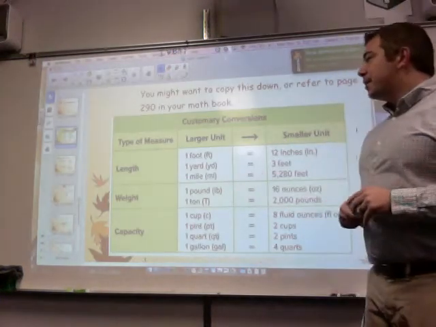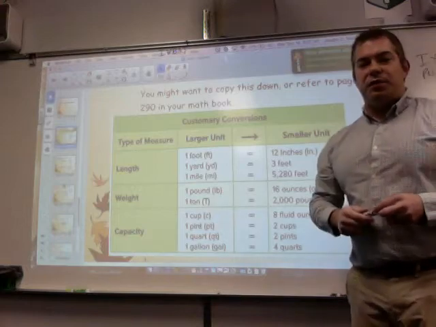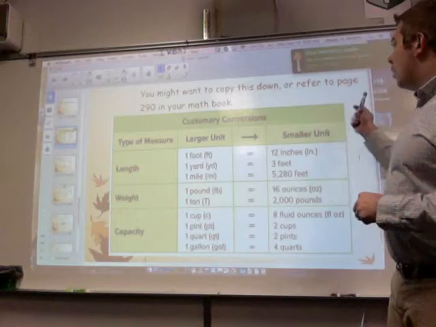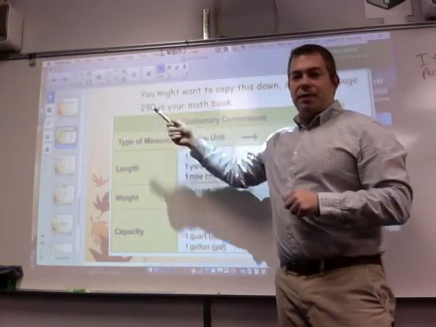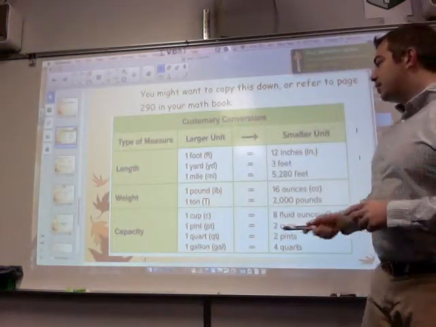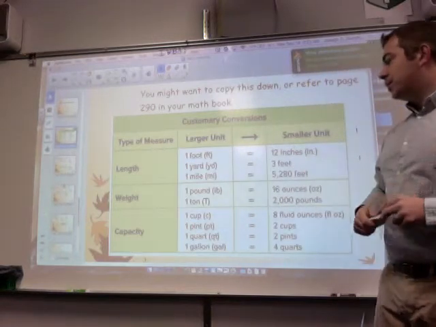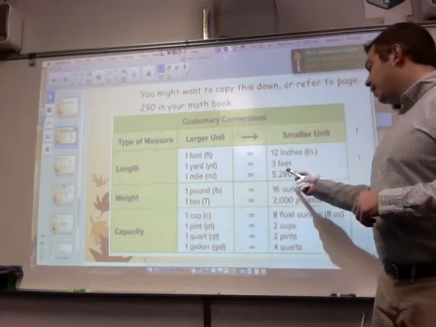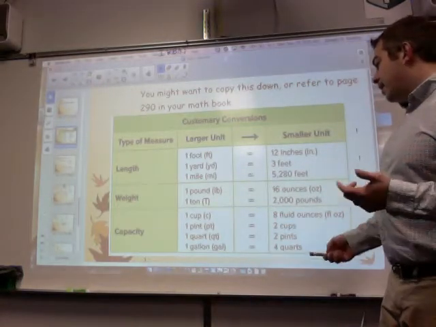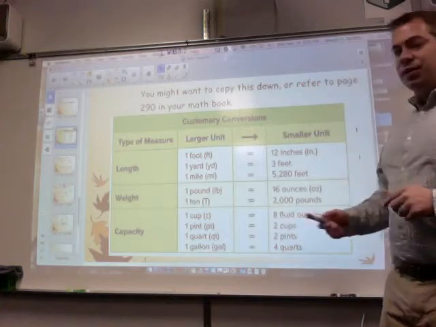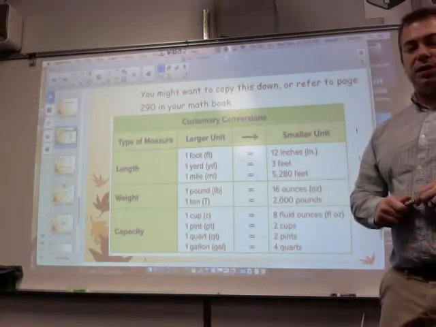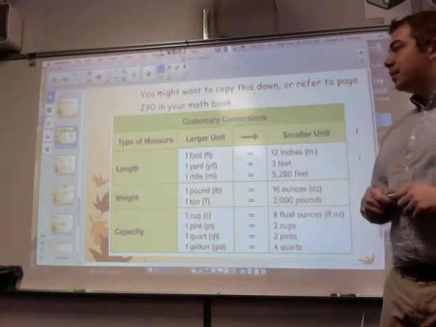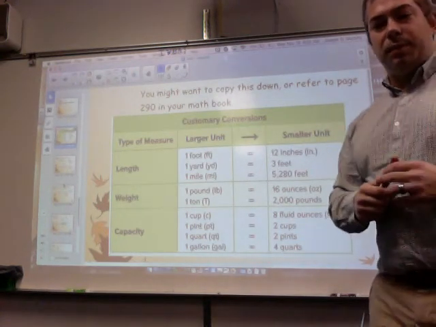This chart right here is in your book. If you don't have your book at home, you might want to take some notes and copy this chart down, or you can refer to page 290 in your book. You should know that 1 foot is 12 inches and 1 yard is 3 feet, but you might not know off the top of your head that 1 mile is 5,280 feet, and let's say 1 pint is 2 cups. You might not know all of these by memorization just yet. So pause the video and copy this down, or take out your books to page 290, and you'll be good.